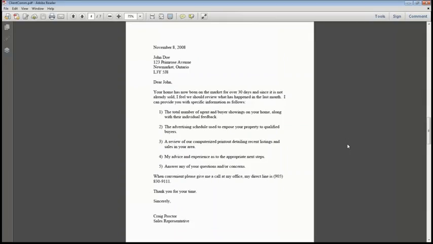So here's the letter that I created that goes out at the 30-day mark. Again, this is all about communicating with your existing clients. A few minutes ago, we talked about communicating with your prospects. This is all about communicating with your clients. So here's a seller. You listed their home a month ago. It's not selling. This is the letter that's automatically going to go out.